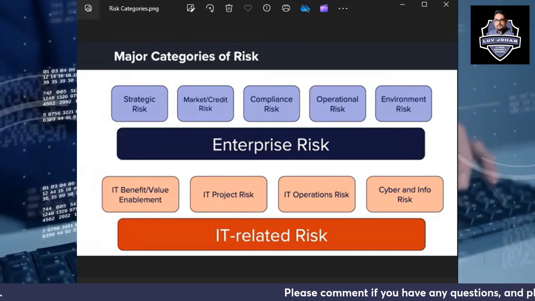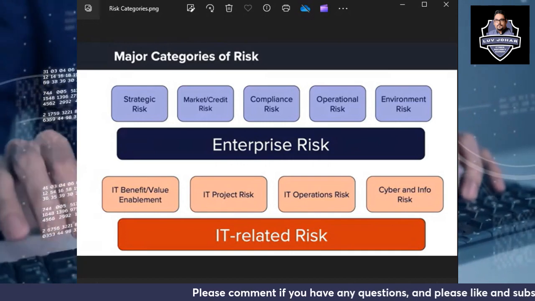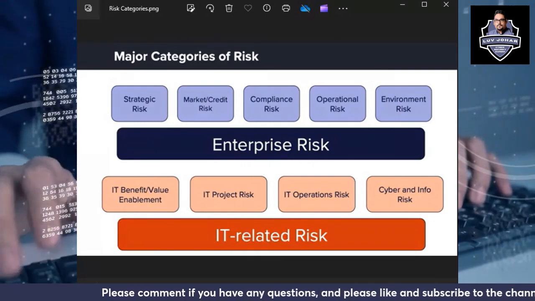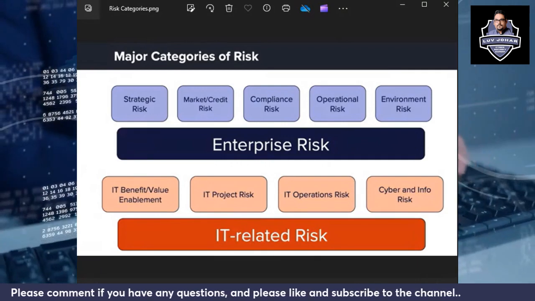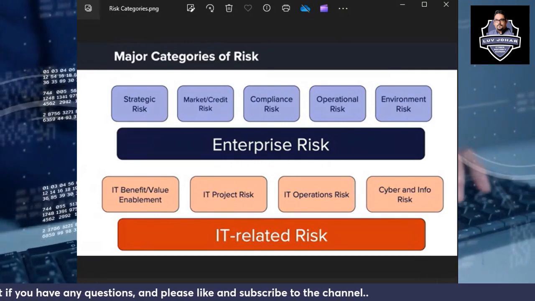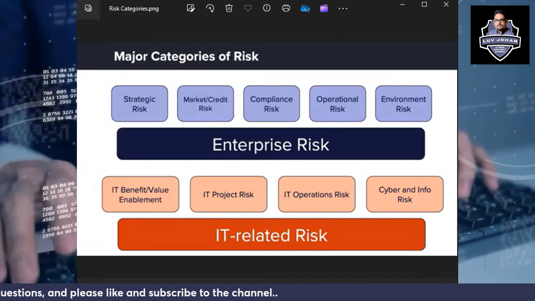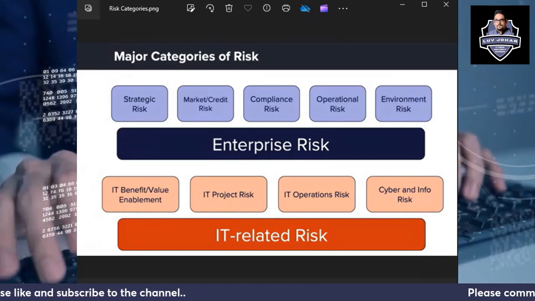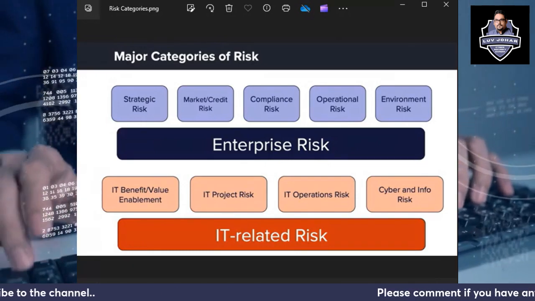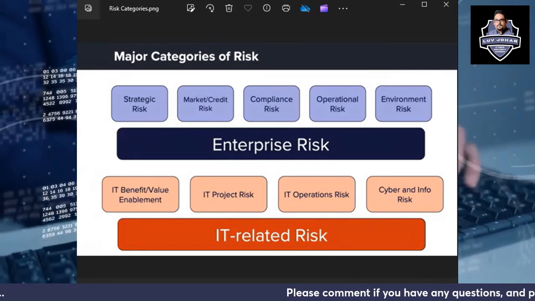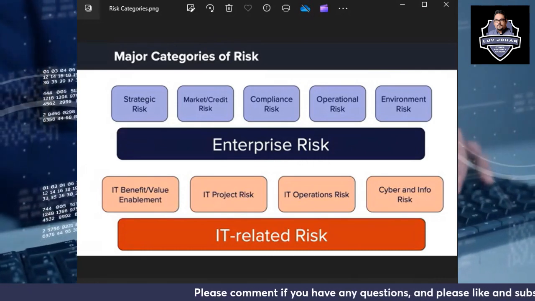After that, IT related risks. IT related risks are very important to understand. IT value enablement: whether the IT projects that you are performing, whether the IT functions that you have, are providing value to the organization or not. Okay, that is IT value enablement. It has to be there. If it is not there, then it is IT related risk.